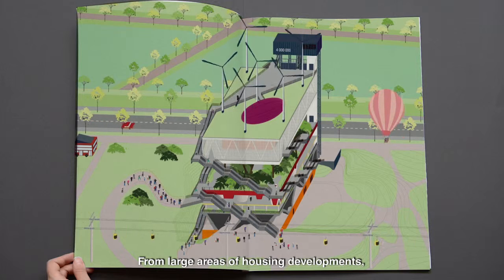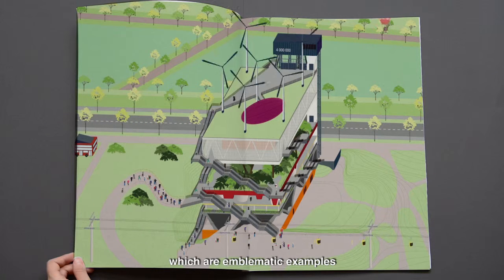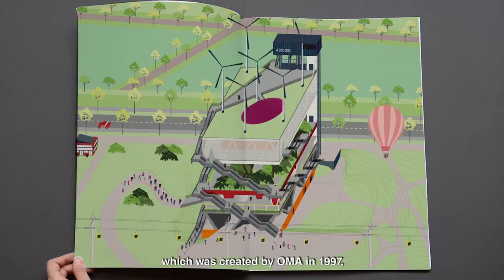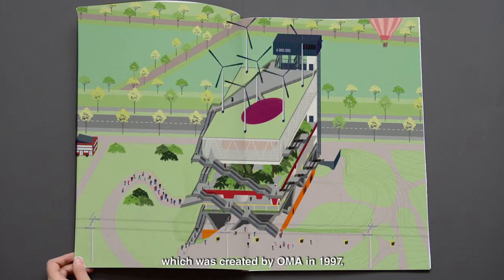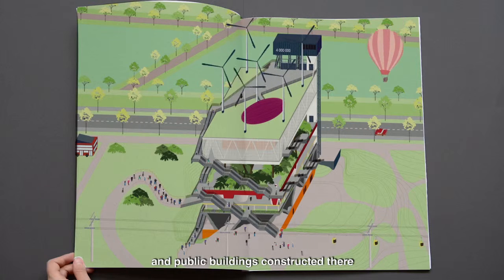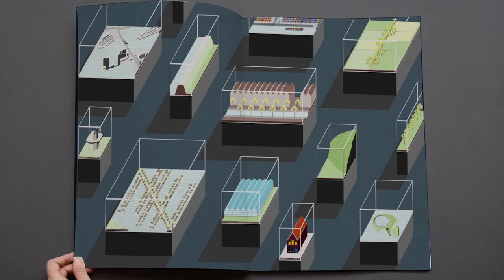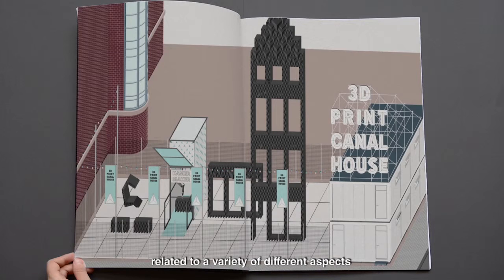From large areas of housing developments, which are emblematic examples of urban planning approaches, to the master plan for Almere Centrum, which was created by OMA in 1997, and public buildings constructed there by other famous Dutch architectural offices, Almere has it all. It is a dense conglomeration of architectural experiments and approaches. The narrative of Almere can be viewed as a shorter, dense version of Dutch architectural history, which is fruitful for the creation of imagery related to a variety of different aspects of Dutch architectural production.